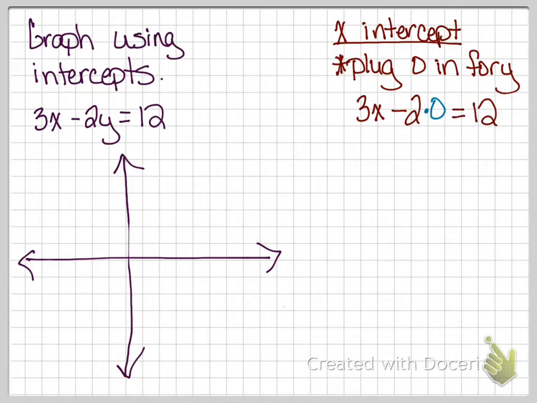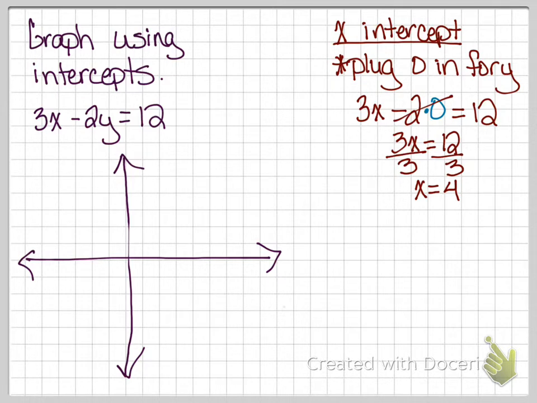3x minus 2 times 0, negative 2 times 0 is just 0. So I have 3x equals 12. So what is my x value? X is 4. Okay, X is 4.